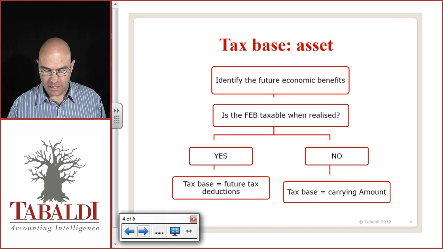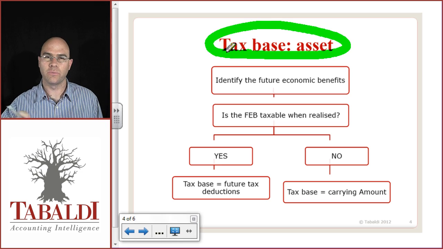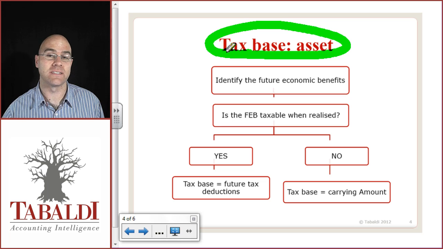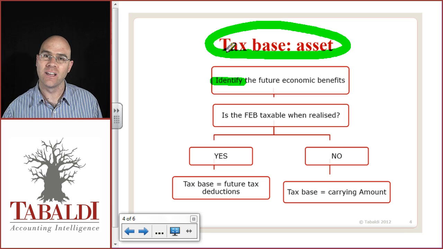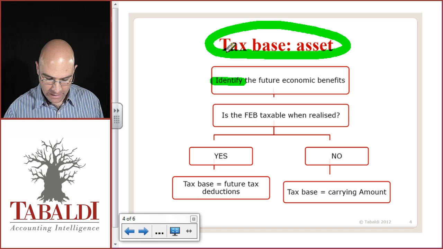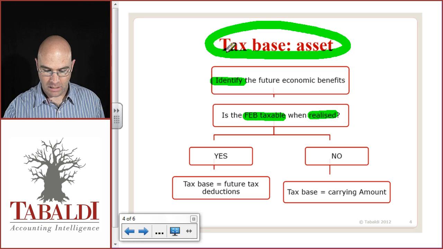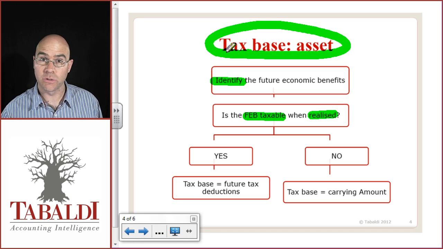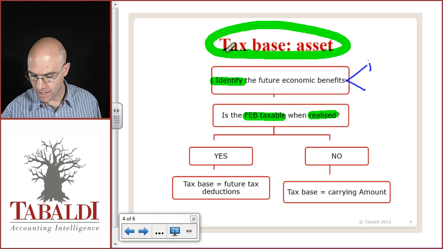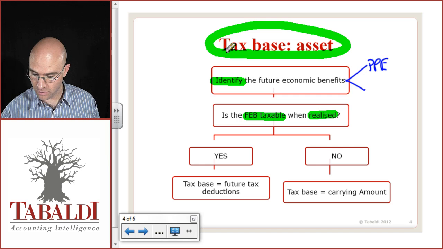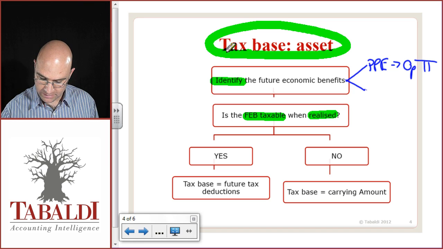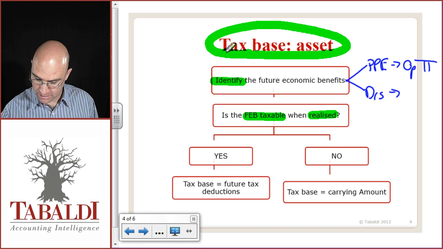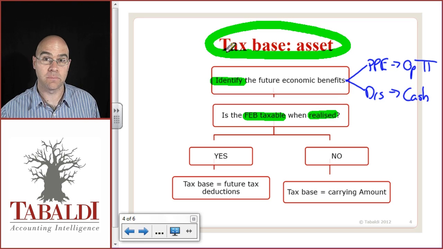Okay, breaking that down. Taking that definition, let's start with almost like a decision tree on how you get to the definition of the tax base for an asset. First, you must identify the future economic benefits represented by the carrying amount of that asset. The next question: are those future economic benefits taxable when they are realized? We're going to have two examples we'll deal with shortly. Future economic benefits for an item of PPE will be future operating profits. When I do my little pi sign like that, that means profit. For debtors, the future economic benefit will be cash receipts when your debtor pays you.